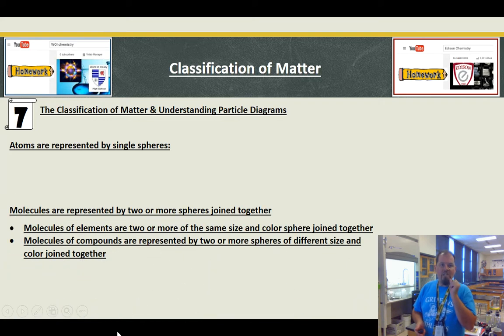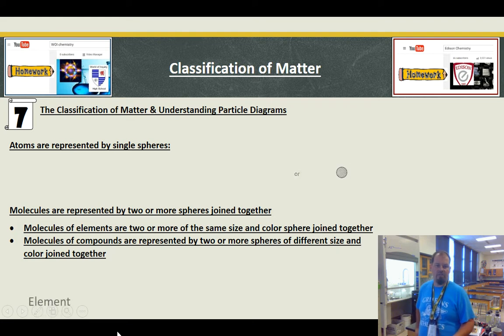So first, classification of matter, right? Atoms are represented by single spheres. You could color them all in. You could leave them blank in the middle. You could put an X through them. You could put a pattern through them. So each one of those 4 that I put up there, each single particle would represent an atom. And because I labeled it differently, I would be able to assume that the atoms are different, but they were all single atoms.